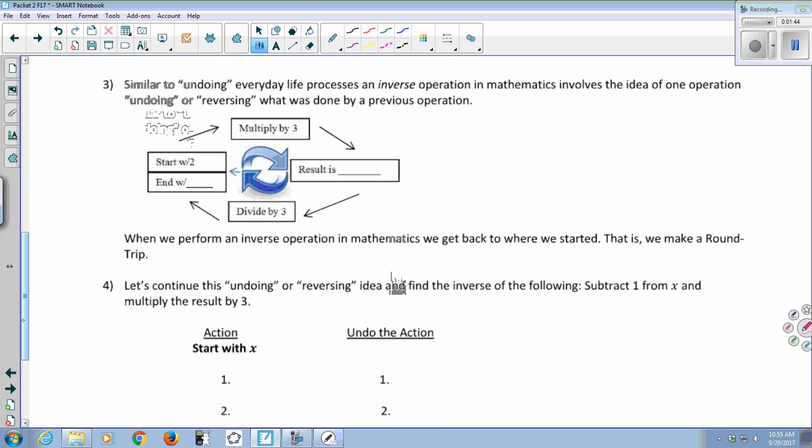Similar to undoing everyday life processes, an inverse operation in mathematics involves the idea of one operation undoing or reversing what was done by a previous operation. So if you start with the number 2, and then you multiply by 3, you get 6. And then if you divide by 3, you end with the number 2. Right? So multiplying by 3 and dividing by 3, those are inverse operations.